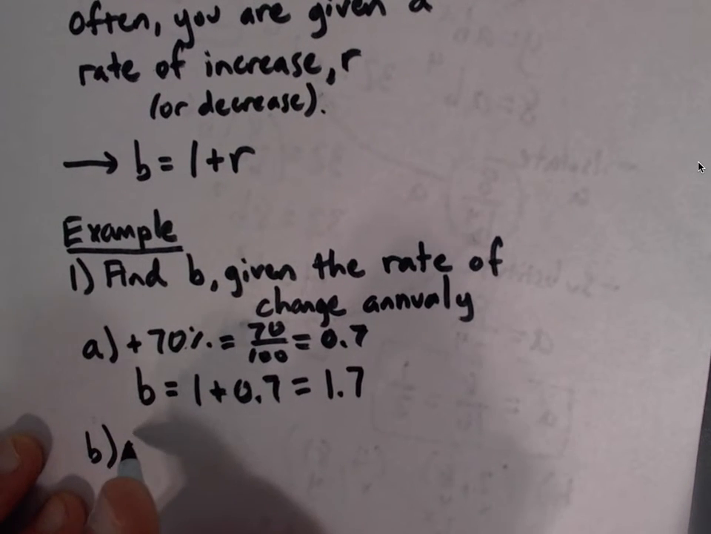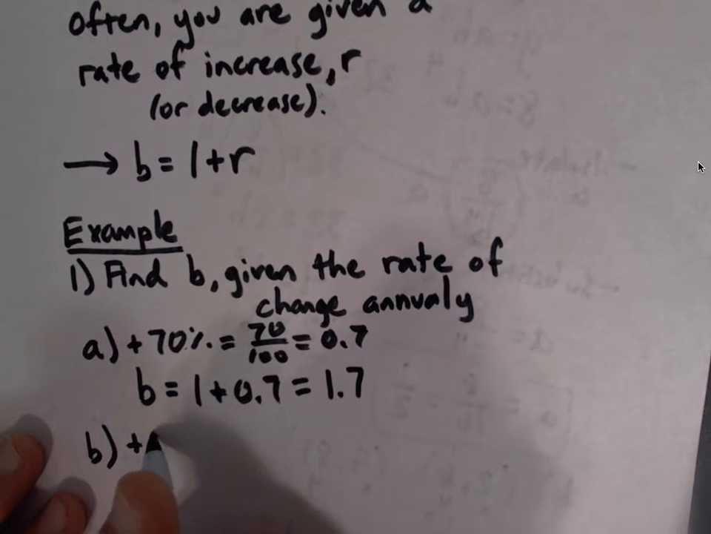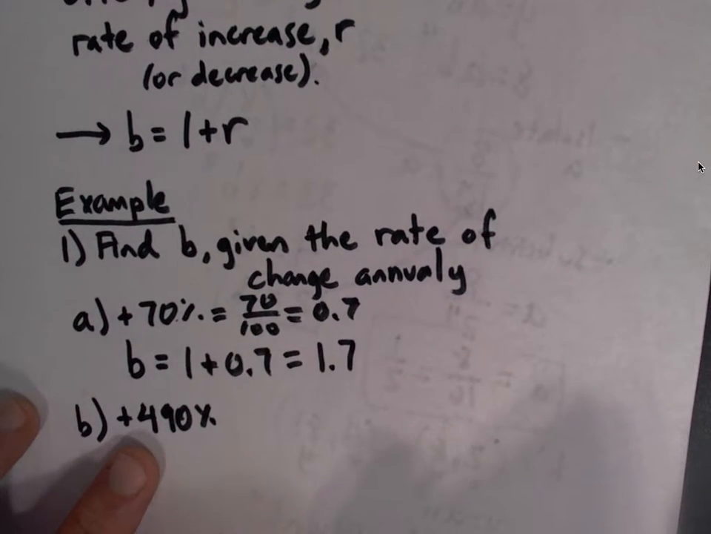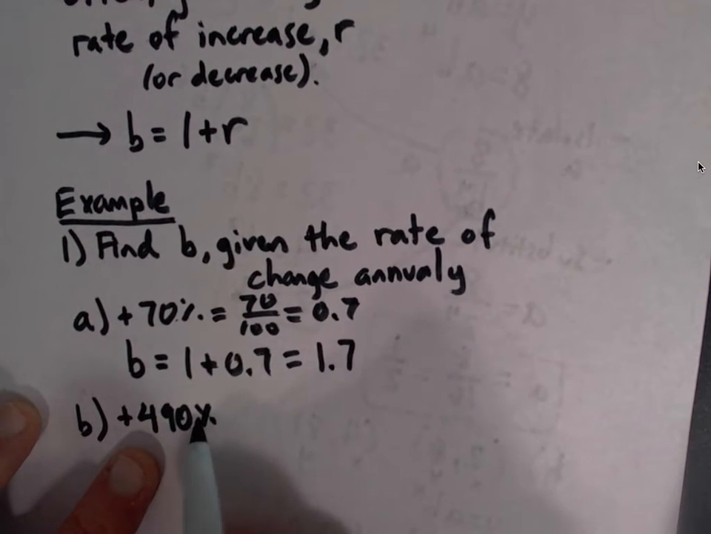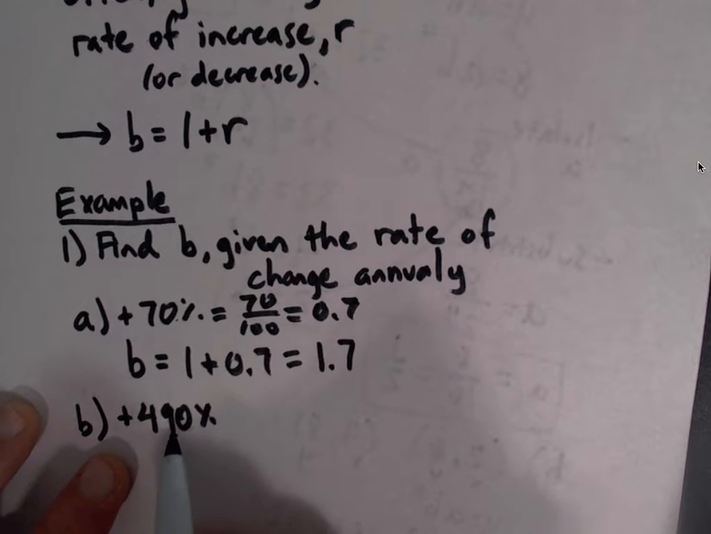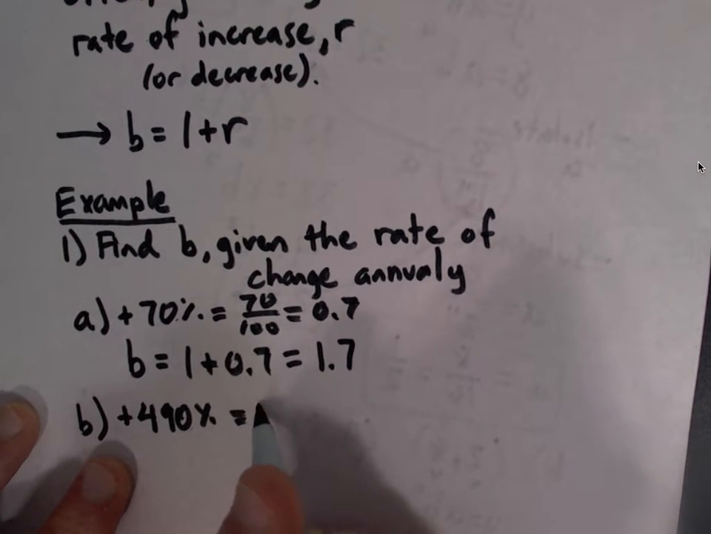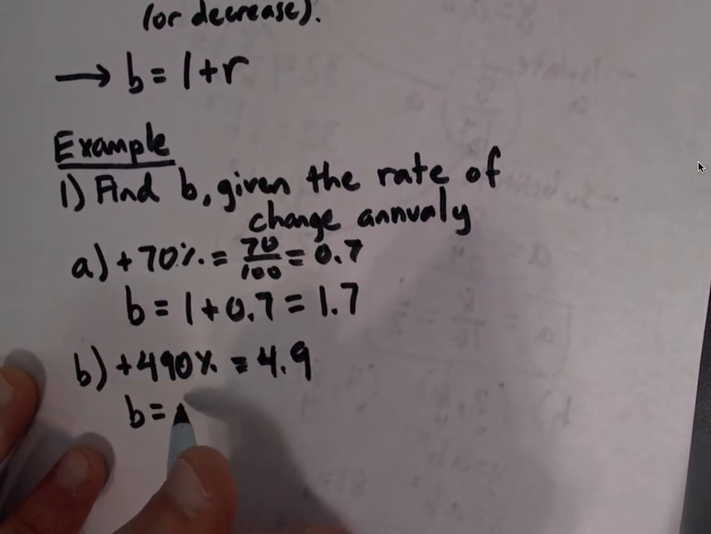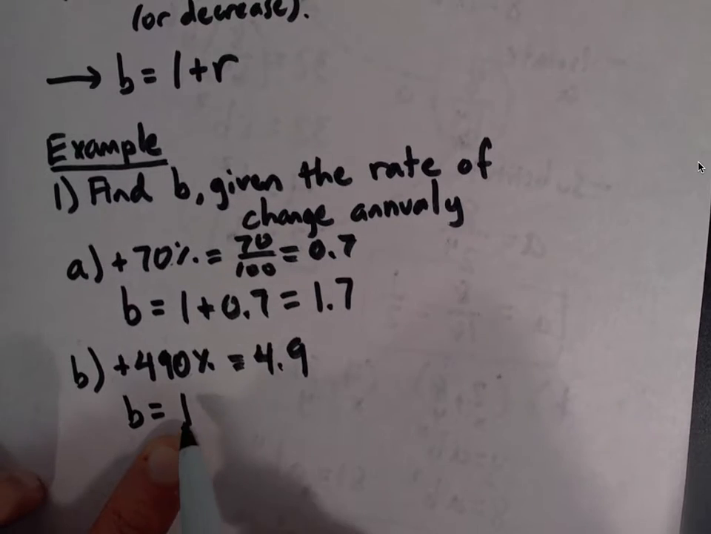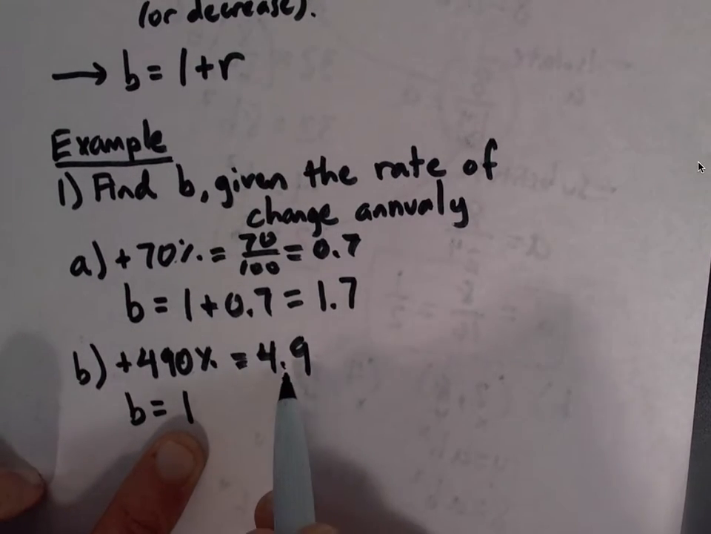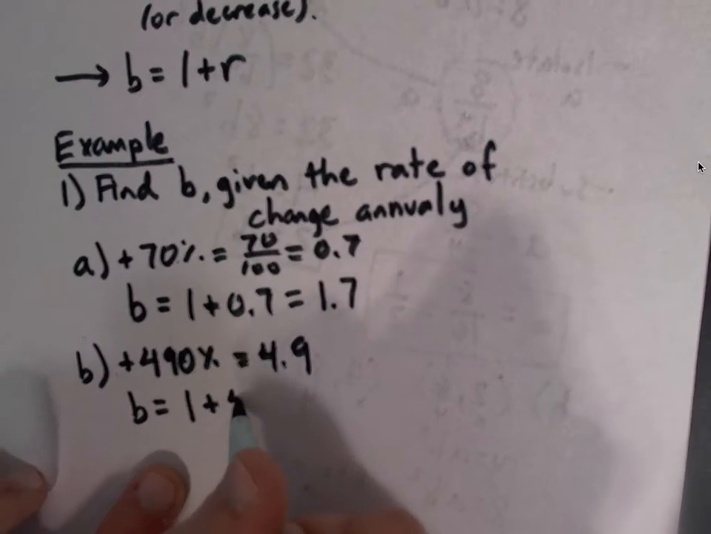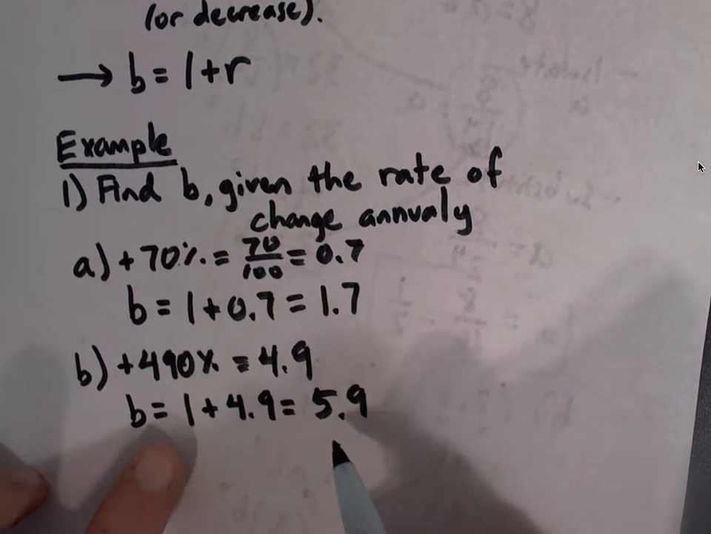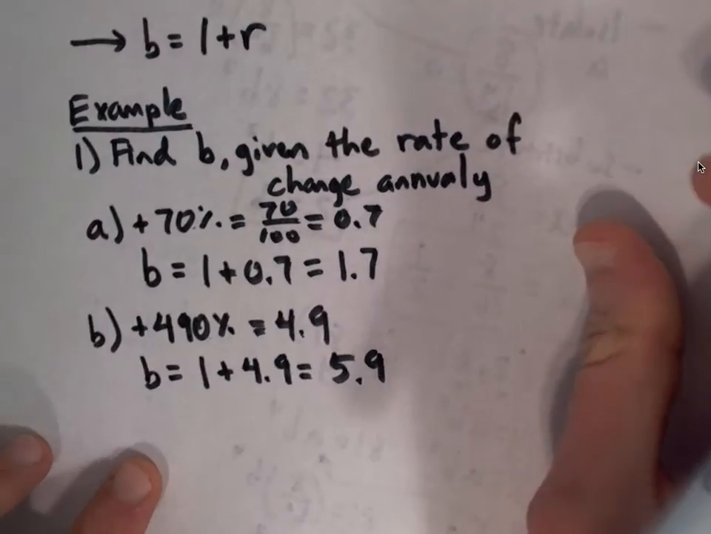Let's do another one. Let's say a increase of 490%, a huge increase. Again, to find the decimal representation, you divide by 100, so move it over twice. That's 4.9. To find b, you start with 1, which represents your base of 100% where you're starting from, and you add 4.9 since it's going up. 1 plus 4.9. So our growth factor would be 5.9, and again it's obviously growth, bigger than 1.